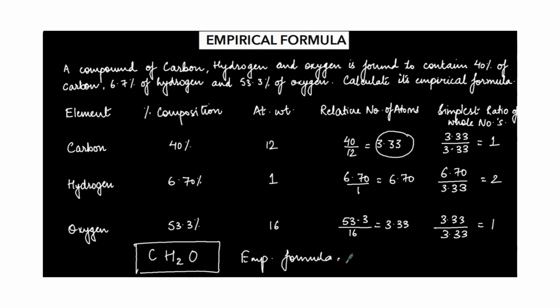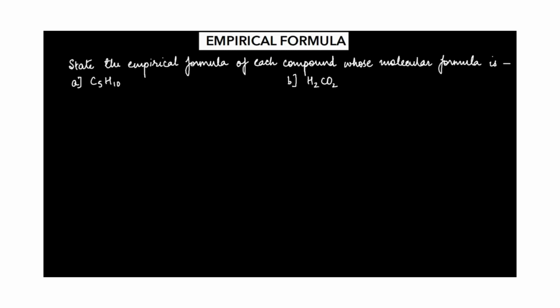So what is the empirical formula? Empirical formula is the formula of compound which shows the simplest whole number ratio between atoms of the elements in the compound, and it does not indicate the actual number of atoms of the element in the compound but their simplest ratio. Now, in a question where you are being asked to state the empirical formula of each compound whose molecular formula is C5H10, how will you take out the simplest whole number ratio? The ratio of C and H is 5:10. The simplest ratio would be 1:2. So the empirical formula would be CH2.